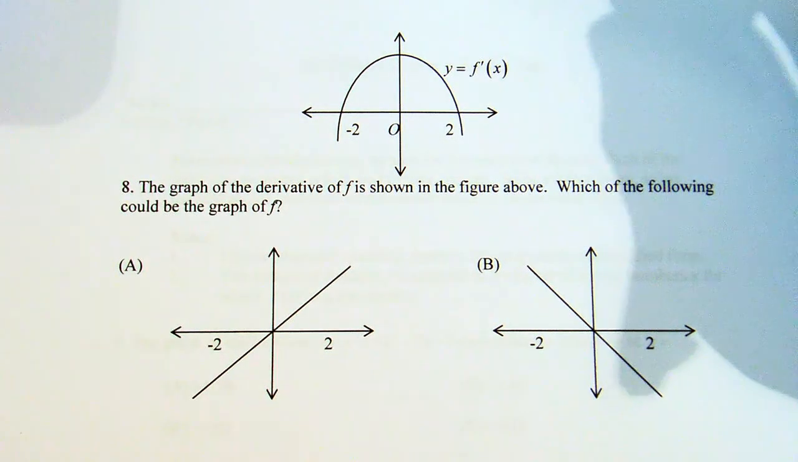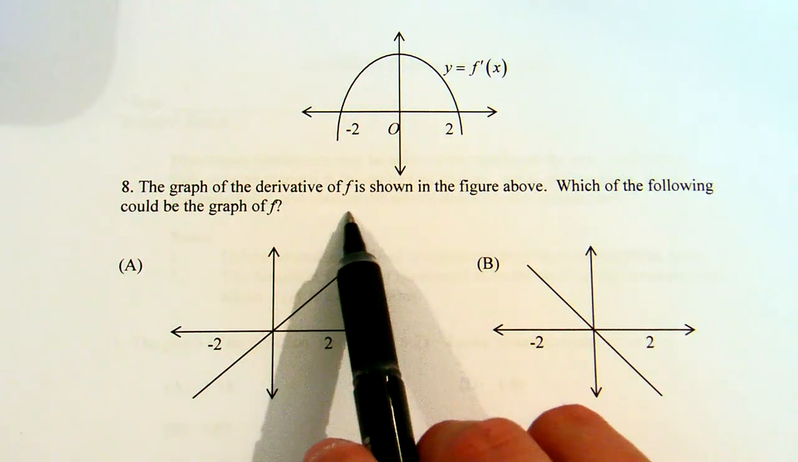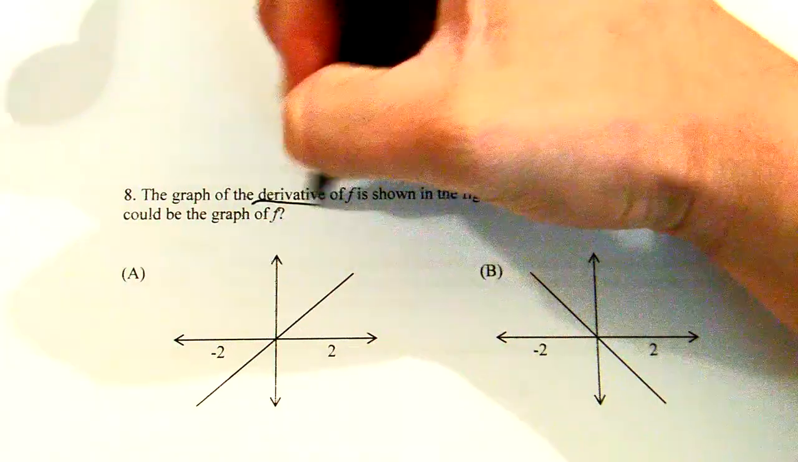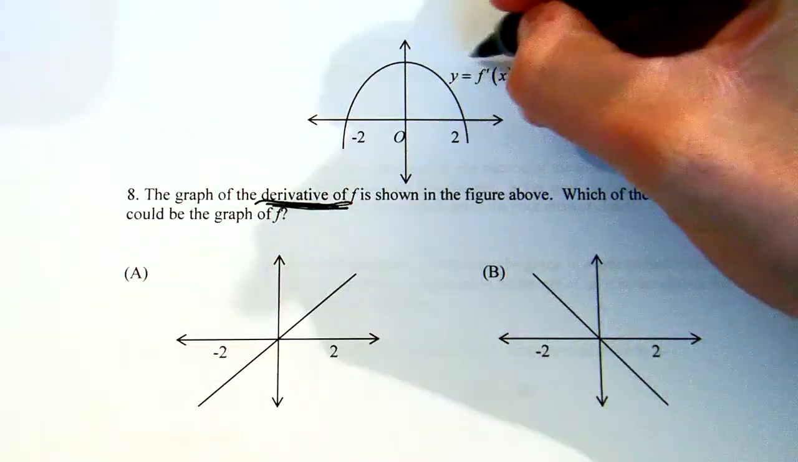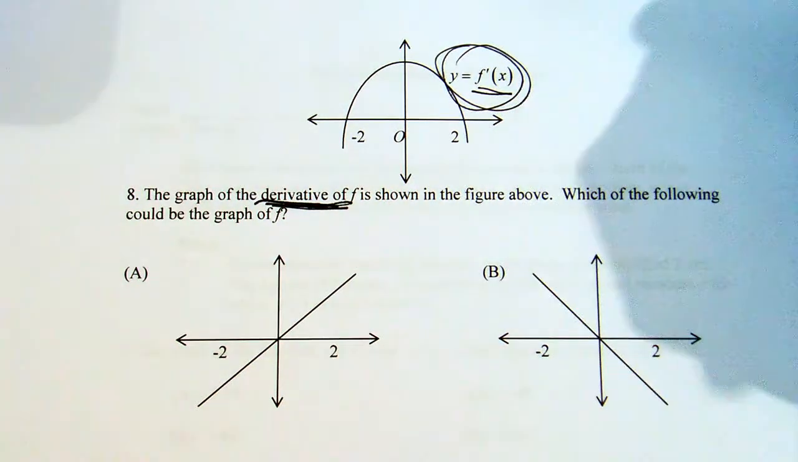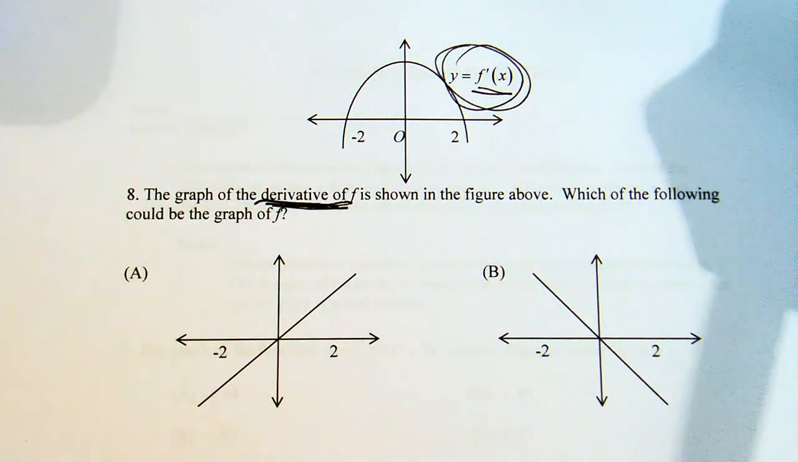We're looking at number 8. Number 8 says the graph of the derivative of f is shown in the figure above. So notice, that's the key word. Please underline this. The graph of the derivative. This is f prime. This is not f. This is f prime. Which of the following could be the graph of f?